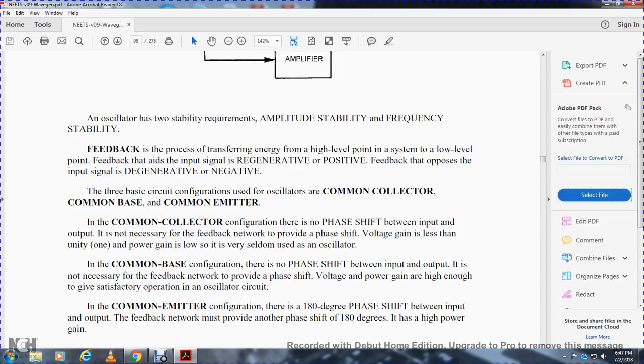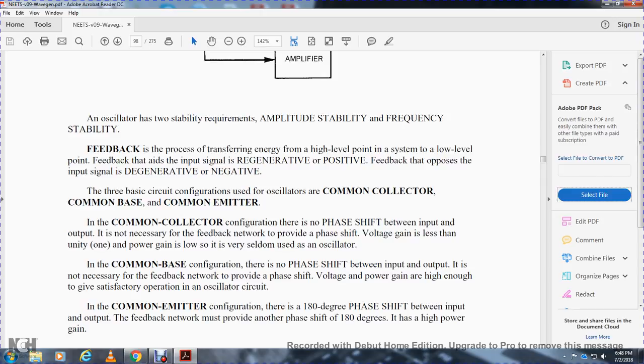In the common collector configuration, there is no phase shift between input and output, so it is not necessary for the feedback network to provide a phase shift. The voltage gain is less than unity and the power gain is low, so it is very seldom used as an oscillator. In the common base configuration, there is also no phase shift between input and output, and it is not necessary for the feedback network to provide a phase shift. The voltage and power gain are high enough to give satisfactory oscillator operation.